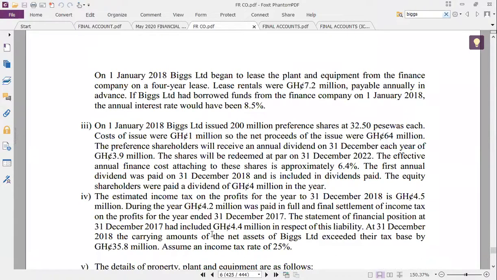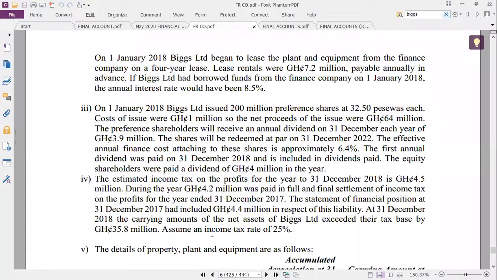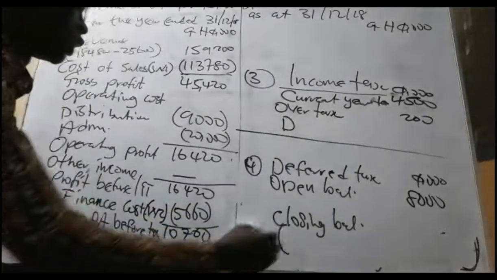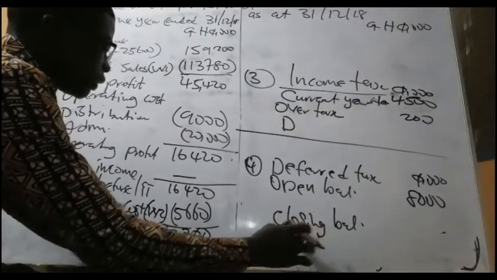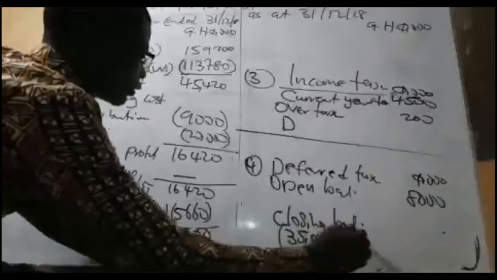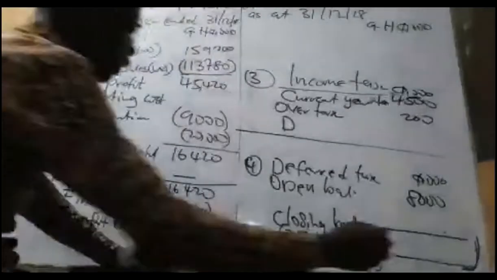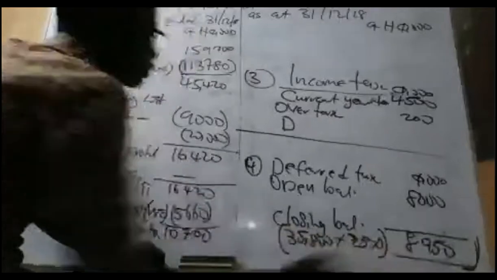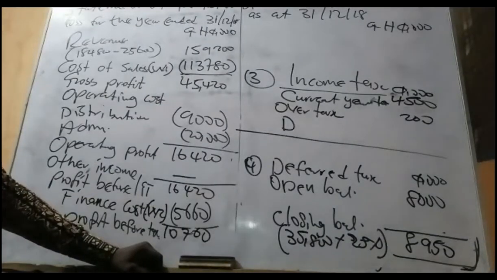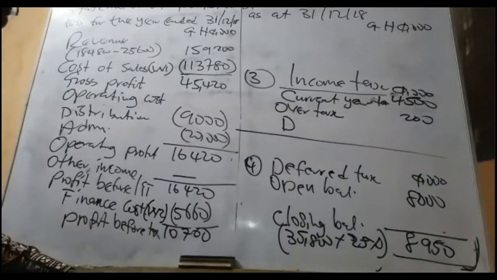So note 4, the last sentence, states that as at 31st December 2018, the carrying amount of the net assets of Biggs Limited exceeds their tax base by 35.8 million. So that means the temporary difference is 35.8 million, assuming an income tax rate of 25%. So let's find 25%. 35,800 times 25%, and I believe strongly that it will give us something like 8,950. The difference is the movement, and this must be reported towards the profit and loss account.